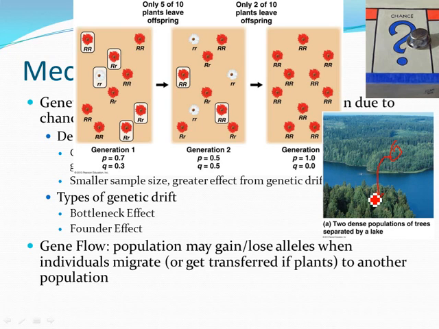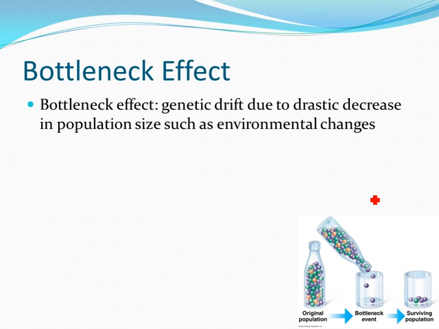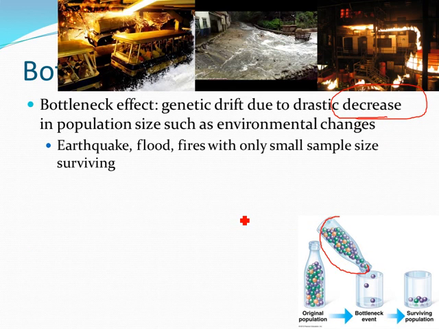So bottleneck, this is genetic drift, like we said. It ends up drastically decreasing the population size, kind of like if you were just pouring these beads out of a bottle. Usually this is caused by some sort of environmental change, either through earthquakes, floods, or fires, and that will end up causing a smaller sample size that survives these natural disasters. Or unnatural in that case, but anyway.